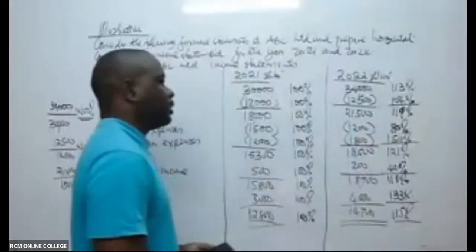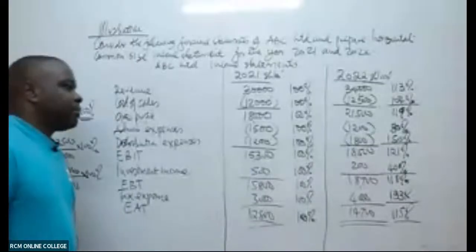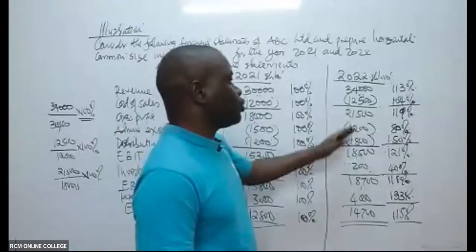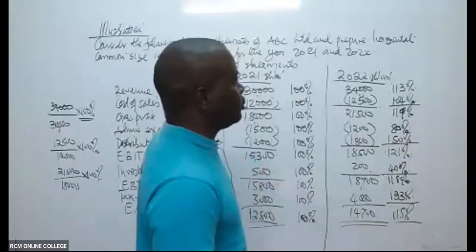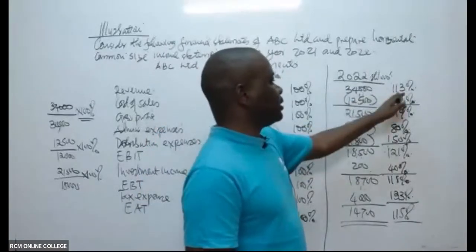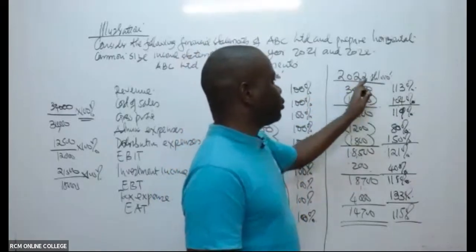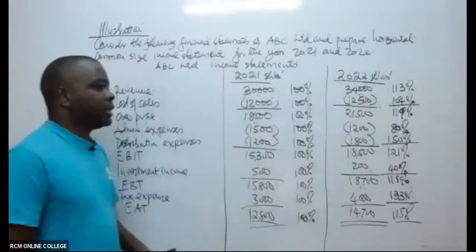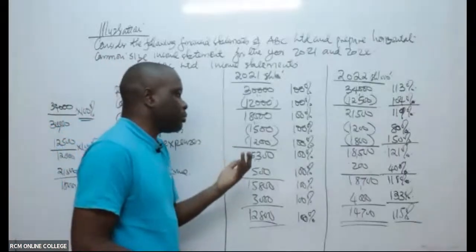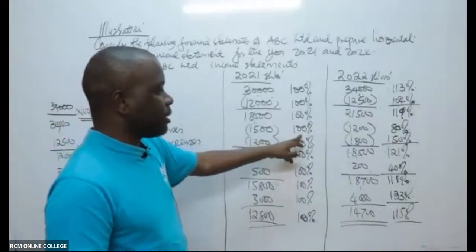There it was nice. So in this case, you would have used 2021 as the base year, making it 100%. Then you compare with 2022. You can see there was an increase of 13% in terms of revenue for the year 2022 compared with 2021. So you can see a trend. For example, in terms of admin expenses, there was a decline of 20% to 80%.